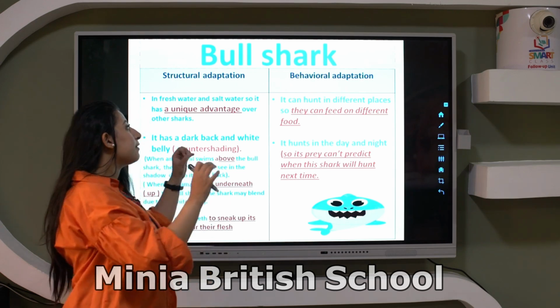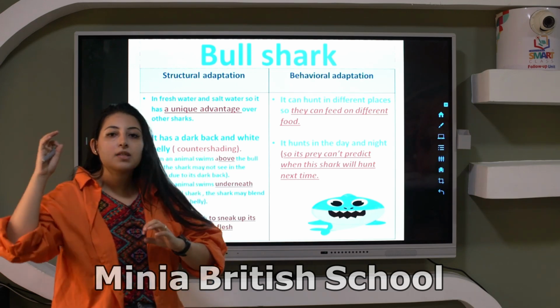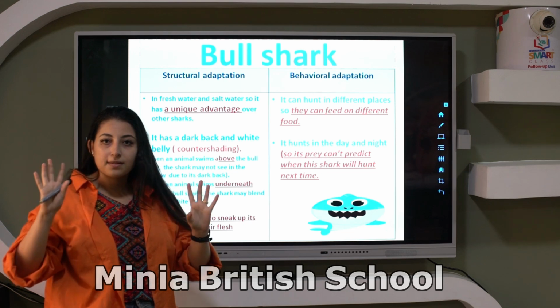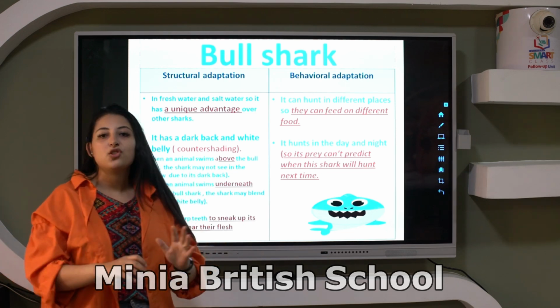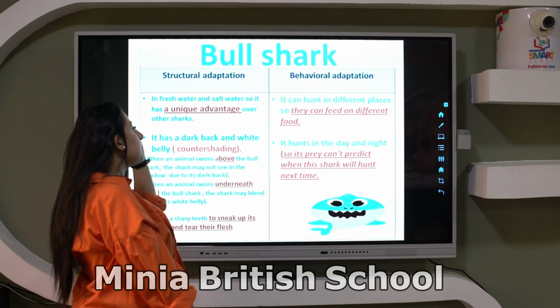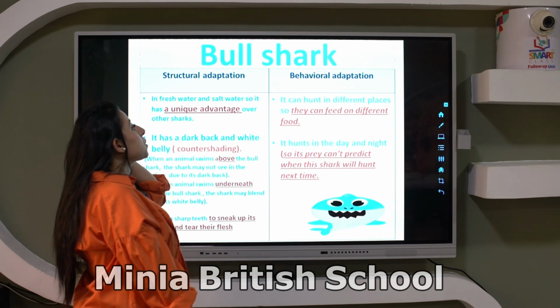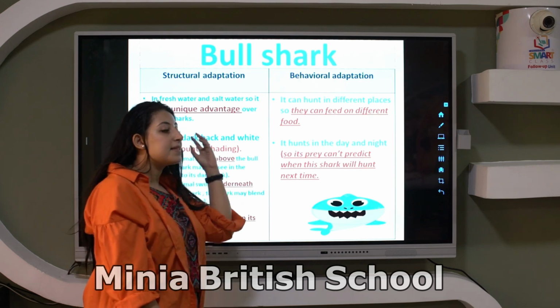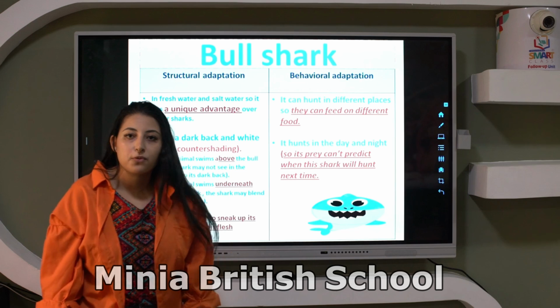The bull shark can live in fresh water and salt water. It's from God. It's a structural adaptation. Yes, it can live in fresh water and salt water. It's a unique advantage for him, so he can adapt to both types of water.